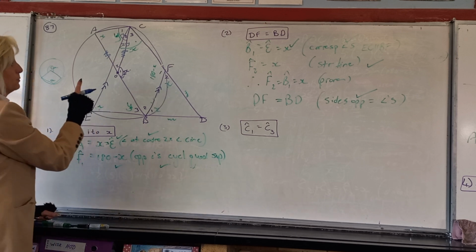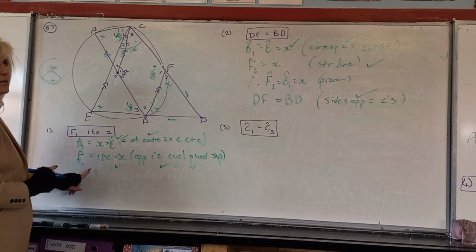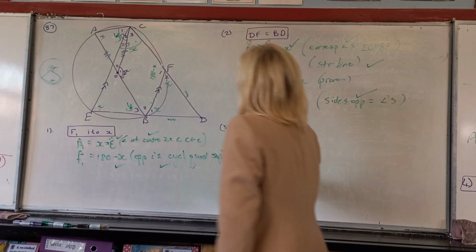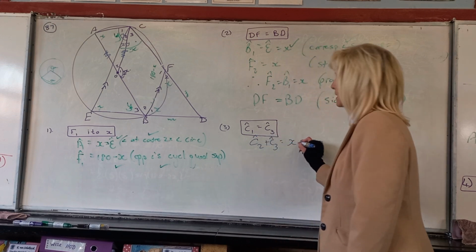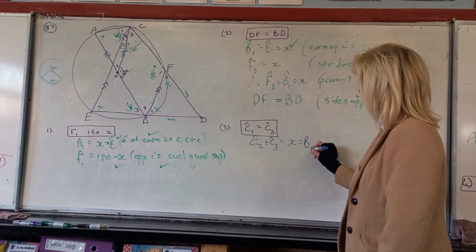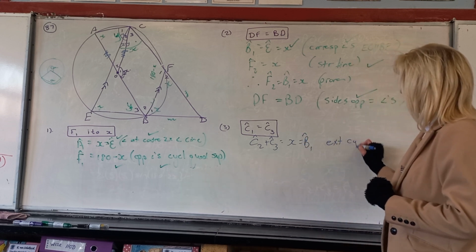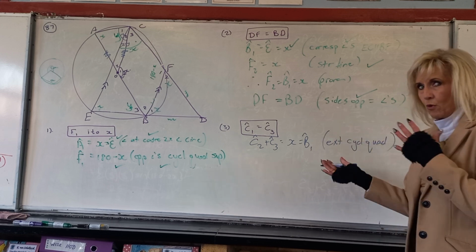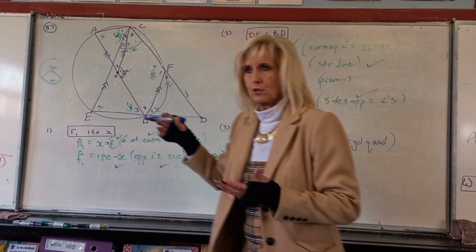Okay. What did we say that made sense? We know that the whole of C2 and 3 is x. So what are we going to say? C2 plus C3 equals x, which was equal to B1, according to one of you. That was exterior angle of a cyclic quadrilateral. Or it could have been corresponding angles. You don't have to give alternates.